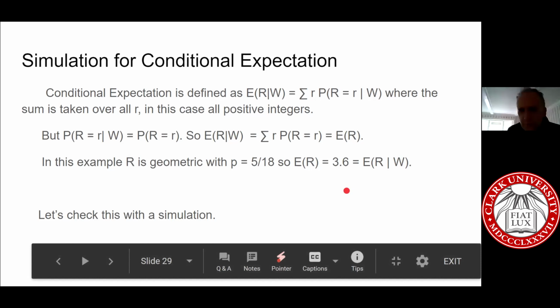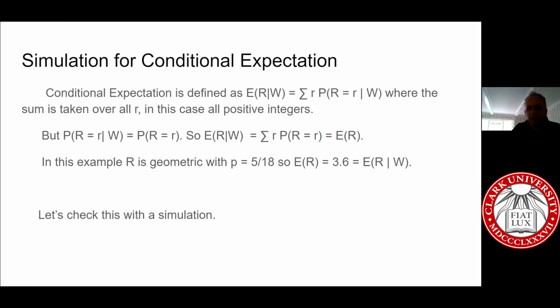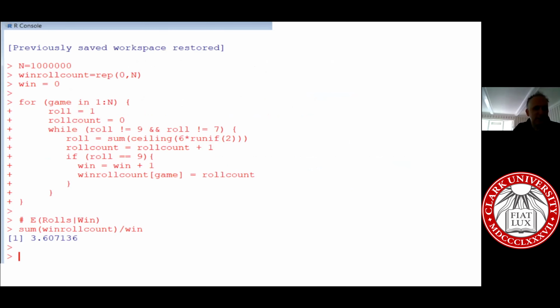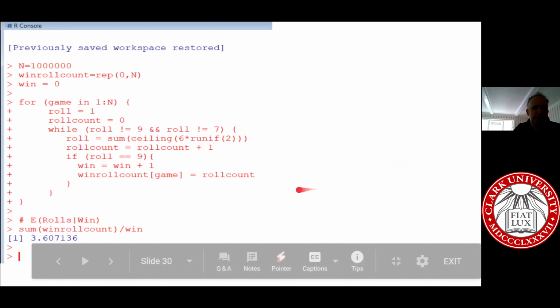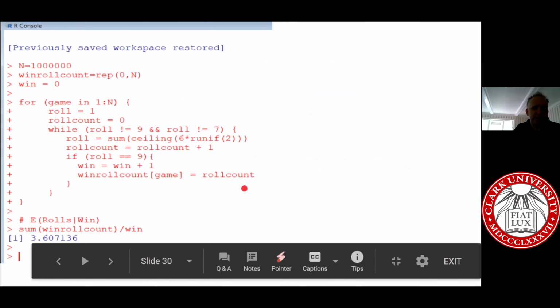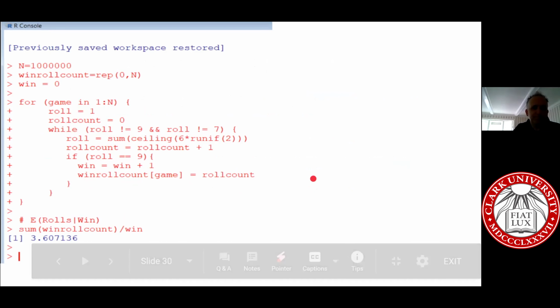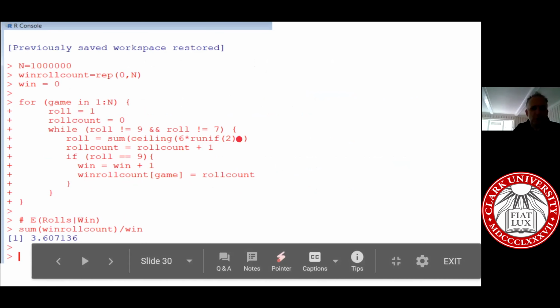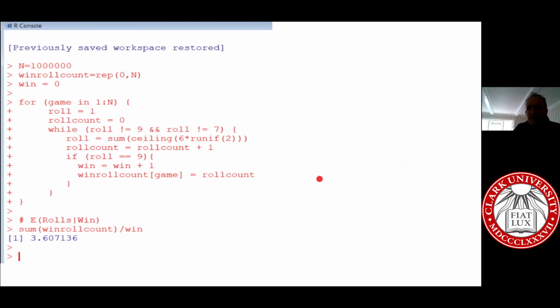It's enough to check one, because if you know one, you know the other by the law of total probability. All right, so here's the simulation. You just have to count the rolls if it's a 9. That's the only real difference, that I keep this vector here that counts the number of rolls if it's a 9. And you have these 2 loops because you have to roll an unspecified number of times. And I get 3.607136.